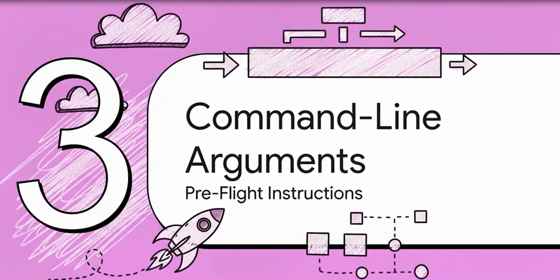Okay, so everything we've done so far has been interactive, right? The program runs, then it asks for input. But what if you want to give your program its instructions right from the get-go, before it even starts? Well, that's where command line arguments come in. They're like giving your script its mission briefing ahead of time.